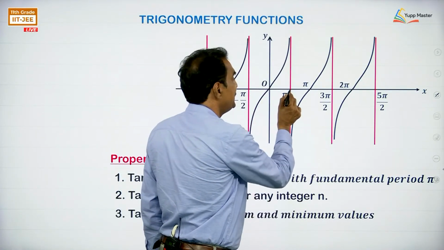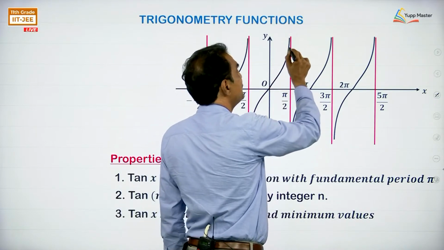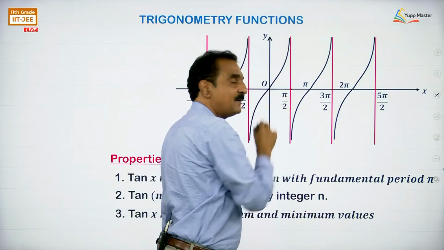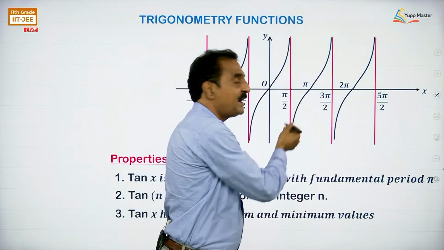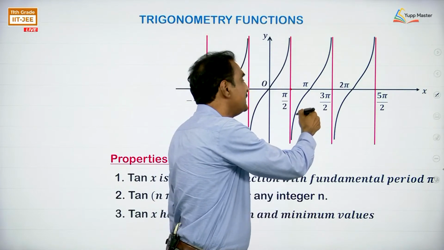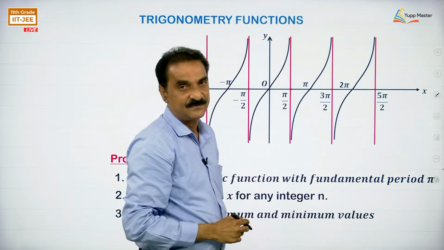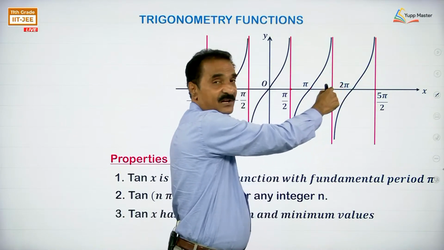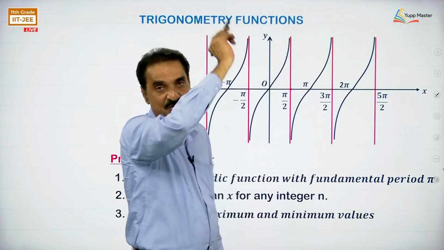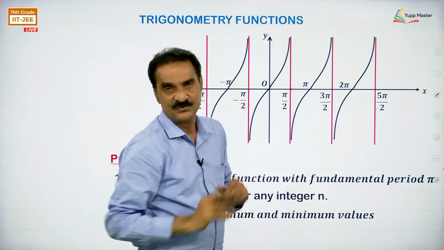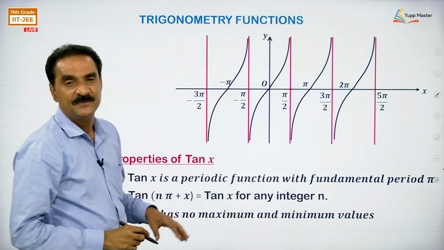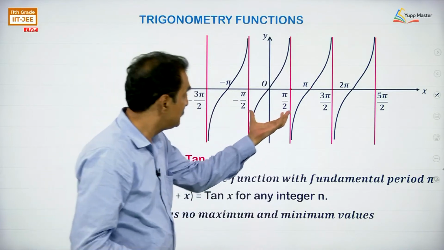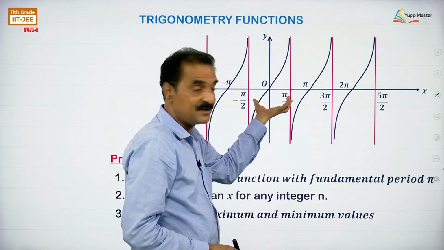From 0 to 90 degrees, pi by 2, it increases. Near 90 degrees, it approaches infinity. At 90 degrees, it is not defined. After 90 degrees, again it starts from minus infinity and increases. At 180 degrees, it is 0, and after 180, it increases, near 3 pi by 2, 270 degrees, it approaches infinity. The same behavior continues. So, looking at the graph, you can say that tan x is also a periodic function with period. What is the length of the interval in which it is repeating? pi.